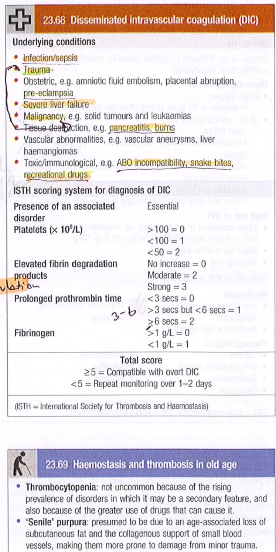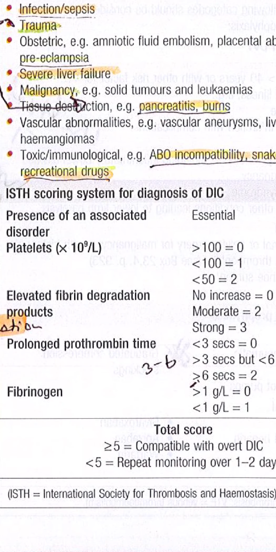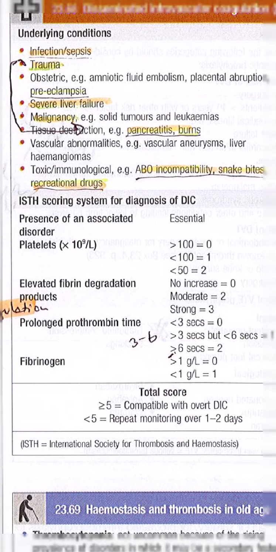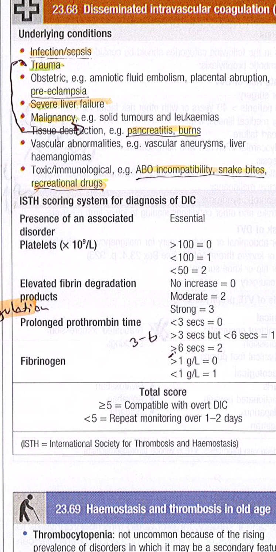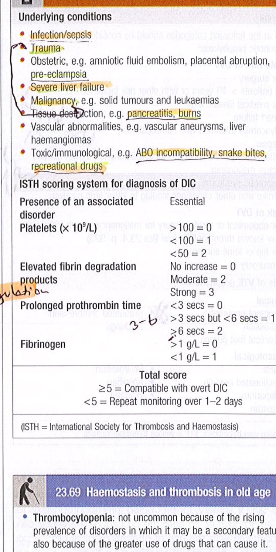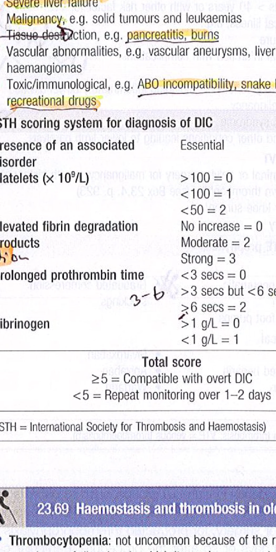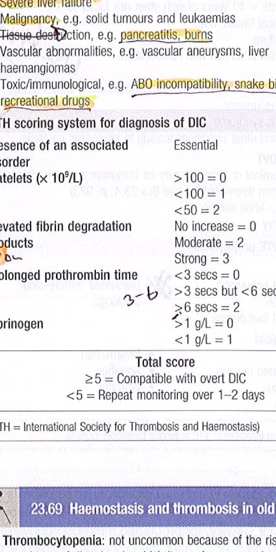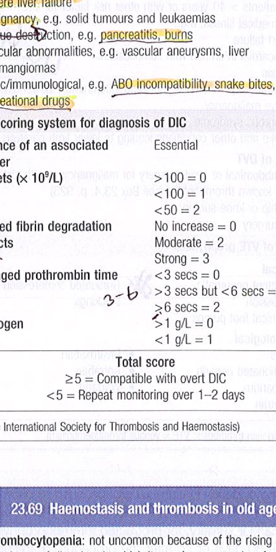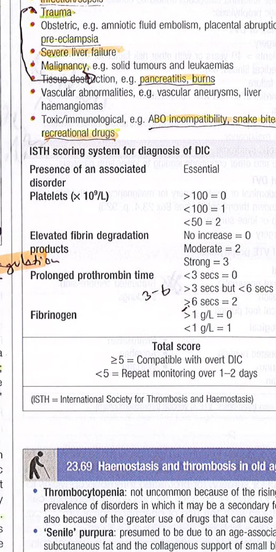There is a criteria, the International Society of Thrombosis and Hemostasis criteria. If you suspect the patient has DIC, but are still not 100% sure whether the patient has or doesn't have DIC, you will do this investigation, and if the score is more than 5, it is compatible with overt DIC. If the score is less than 5, you repeat in 1 to 2 days.